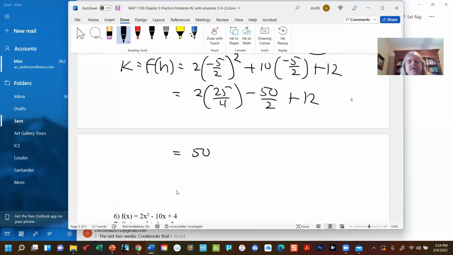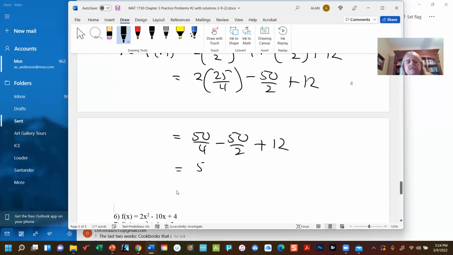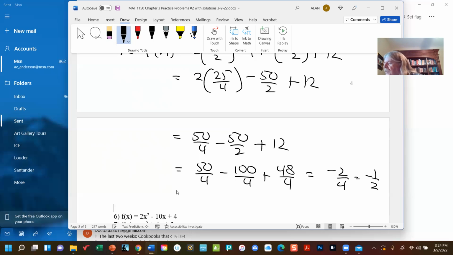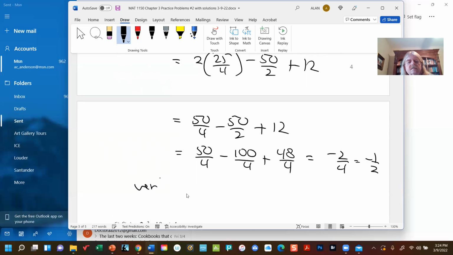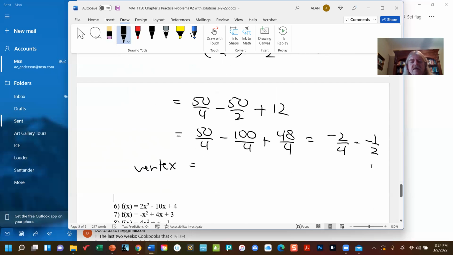So what does that give us? 50 fourths minus 50 halves plus 12. So let's turn them all into quarters. All right, so minus 50, that's minus 2 fourths, which is minus 1/2. Okay, so your vertex is minus 5 halves, comma, minus 1/2.